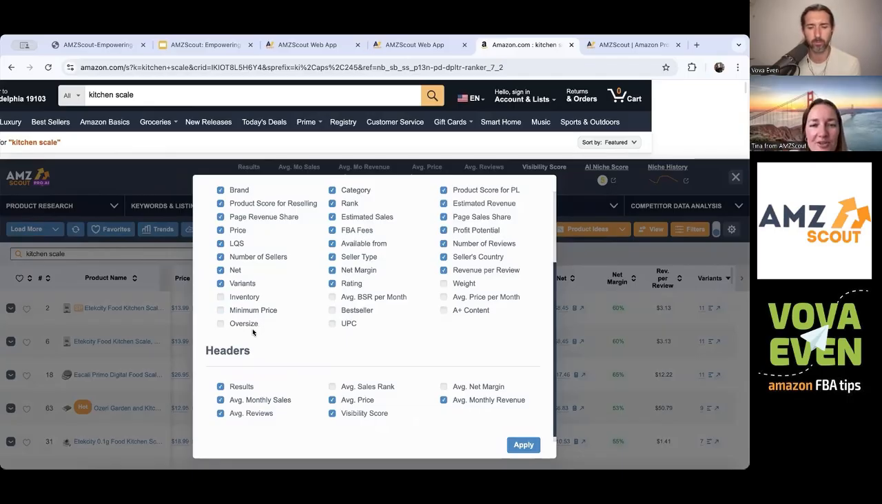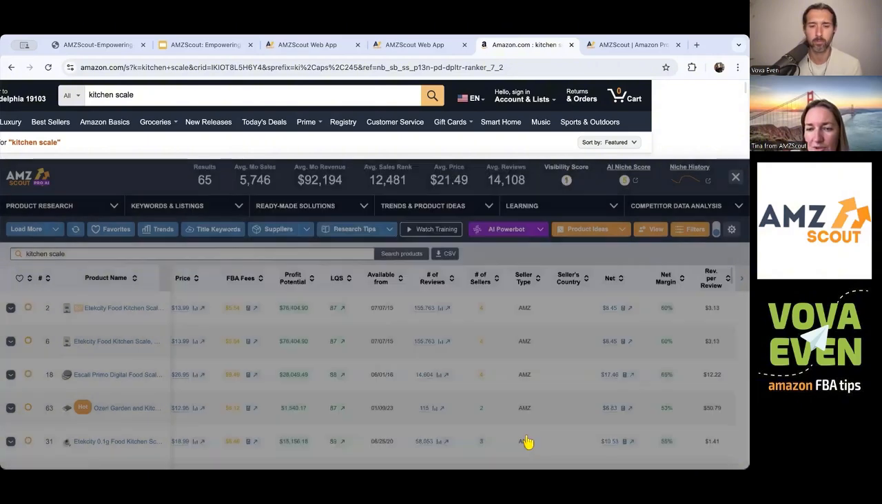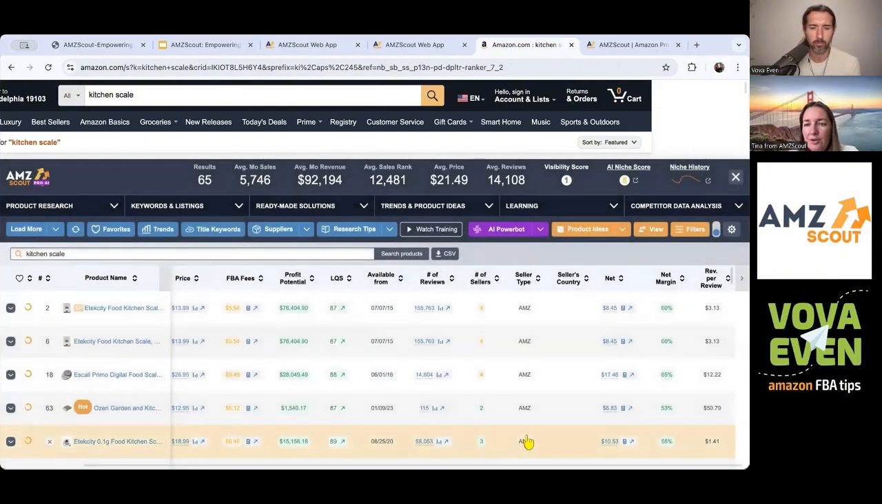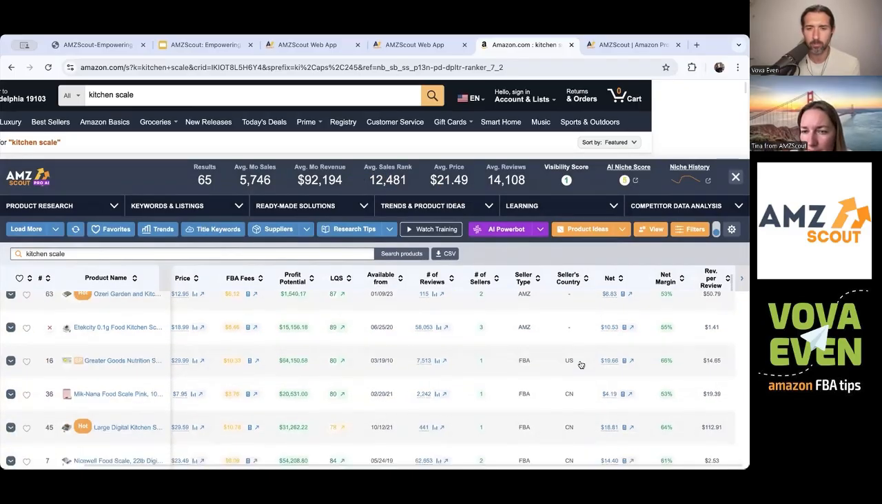If the product is oversized, bestseller in some categories, it's a UPC code, if it has A plus content, the average price per month, and the average BSR per month. Those are the columns that you can apply here. And also the headers, figures like average sales rank and net margin. Let's do just this. And the new column will just appear here. And the average sales rank right here, I think.